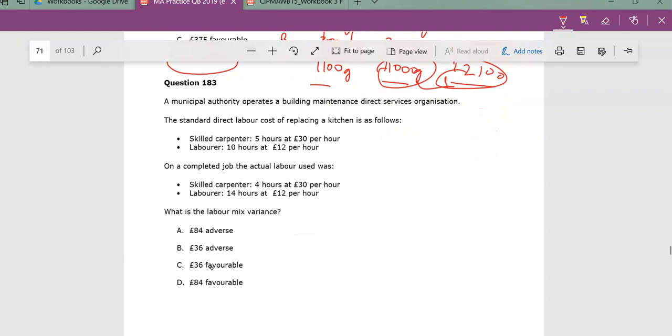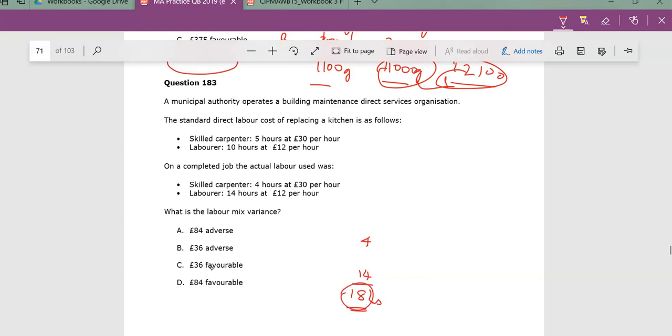Mix, though, is just a bit more interesting. I actually find mix a bit more interesting. The key issue here is that you are supposed to use, it's almost like the price variance. We don't care what you did. You went out there and you did 4 and 14. So you did 18 hours, right?